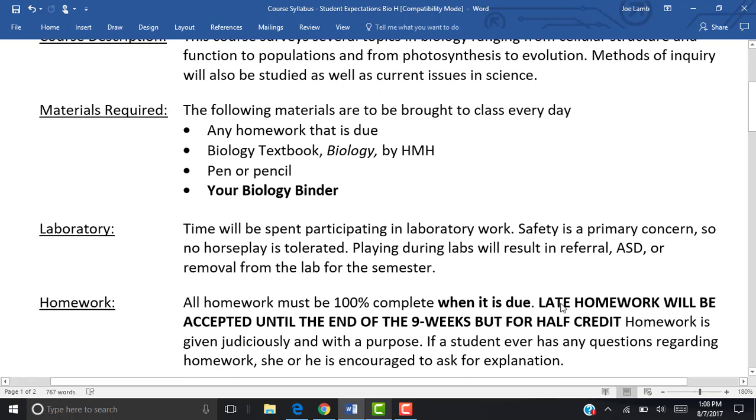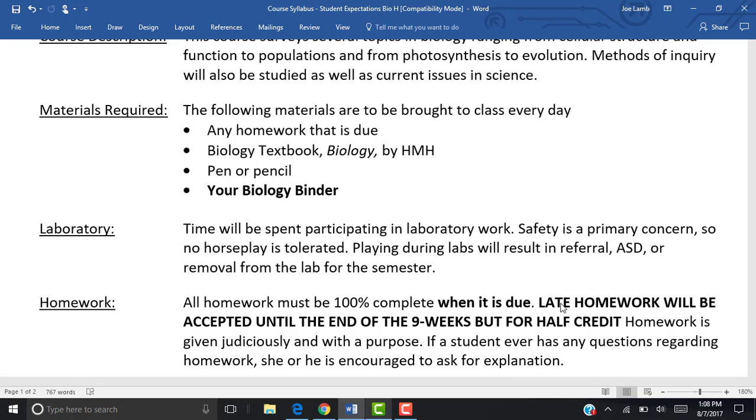Make sure we bring our stuff to class every day, materials that are required, any homework that is due. I typically do have at least one homework assignment per evening. Usually it's very quick, very easy, whether it be a video lecture, finishing up a lab, some type of activity, something of that nature. Just make sure you get it done and bring it to class the next day.